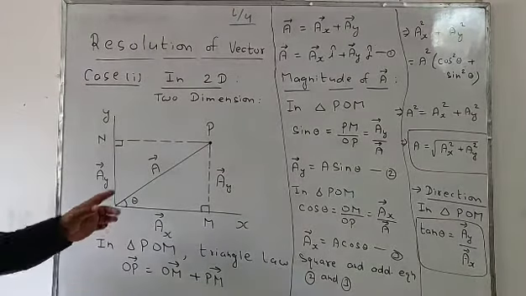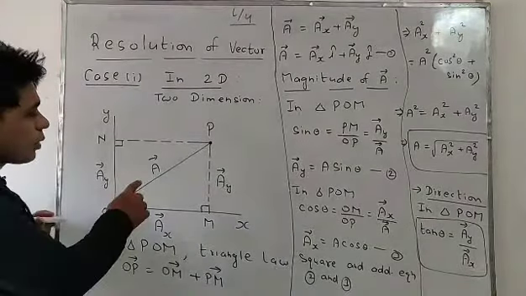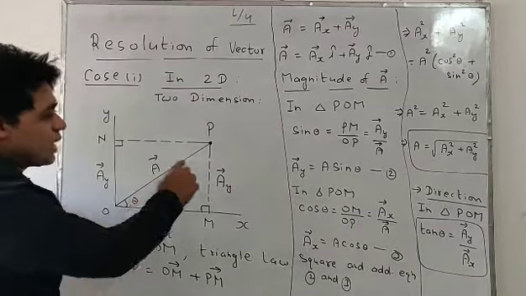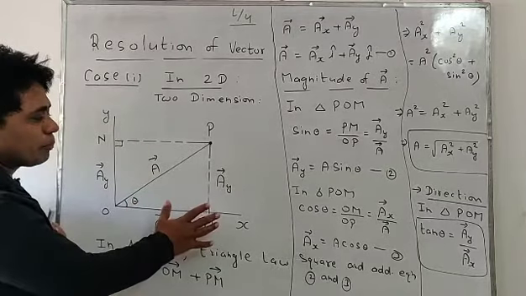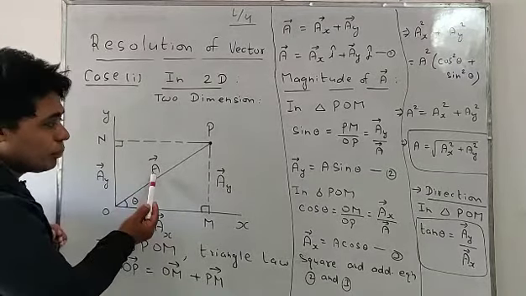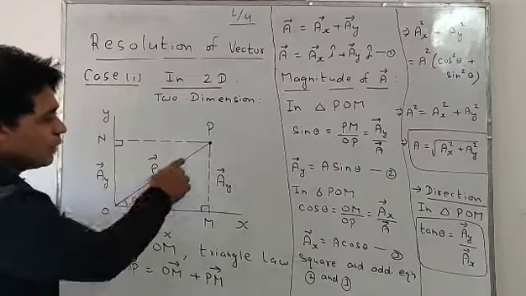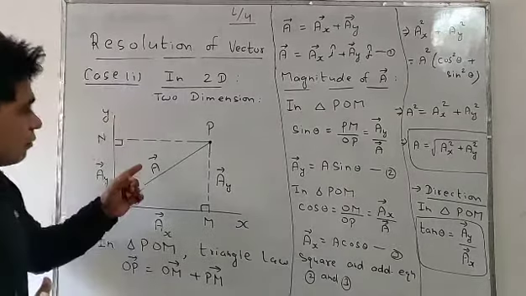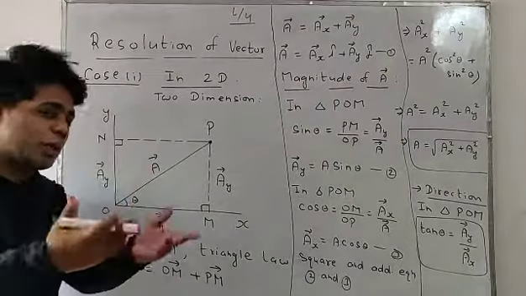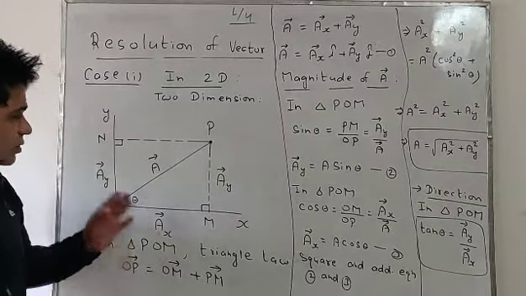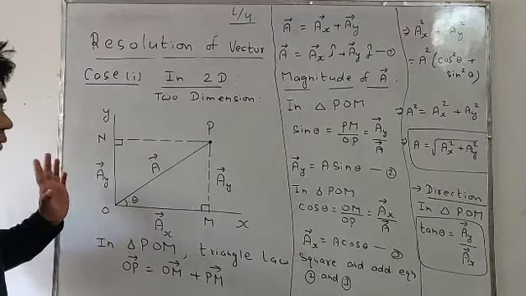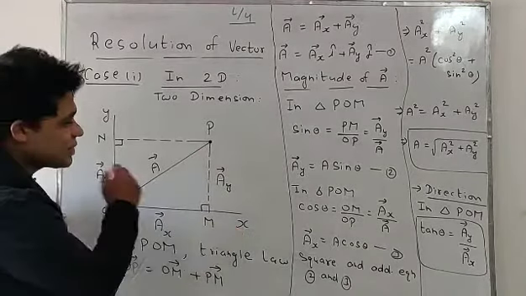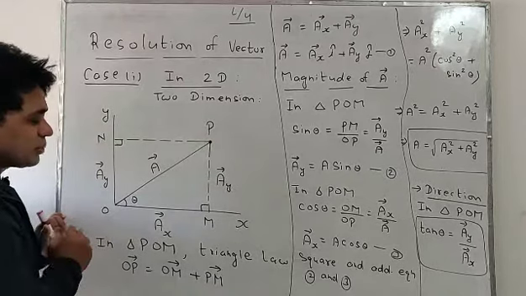What we do, students? For the 2 dimension case, we'll take a vector quantity A that is represented by the side OP in the XY plane. We assume that we can divide it in two parts, along x-axis AX and along y-axis AY, and I draw two perpendiculars from point P, PM on the x-axis and PN on the y-axis.